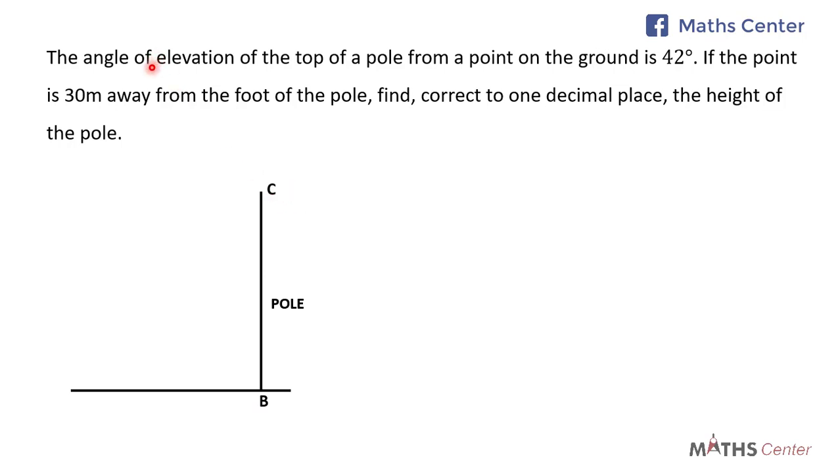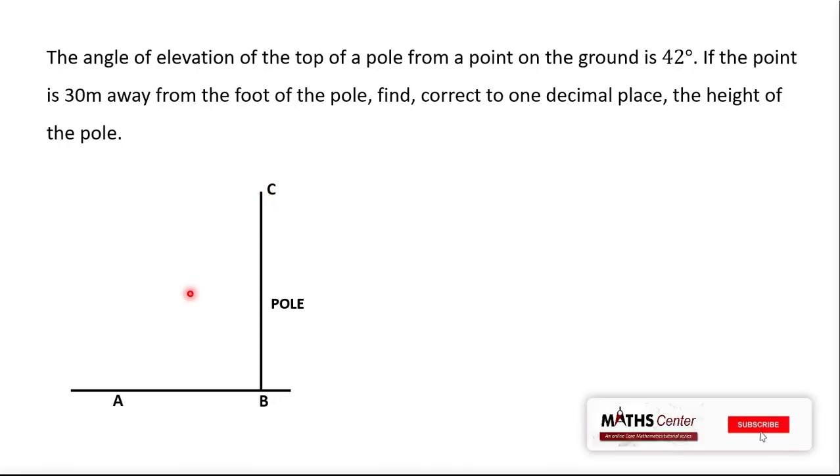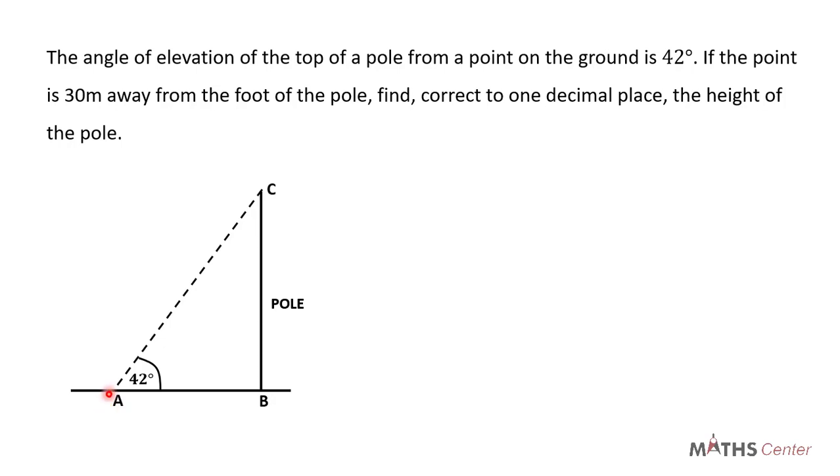The question says that the angle of elevation of the top of a pole from a point on the ground is 42 degrees. So there is a point on the ground and the angle of elevation of the top of the pole from that point is 42 degrees. Let's assume that this is the point. Let's call it point A. The question says that the angle of elevation of the top of the pole from this point is 42 degrees. This means that if someone is at point A, he will have to raise his eyes up through an angle of 42 degrees in order to see the top of the pole.